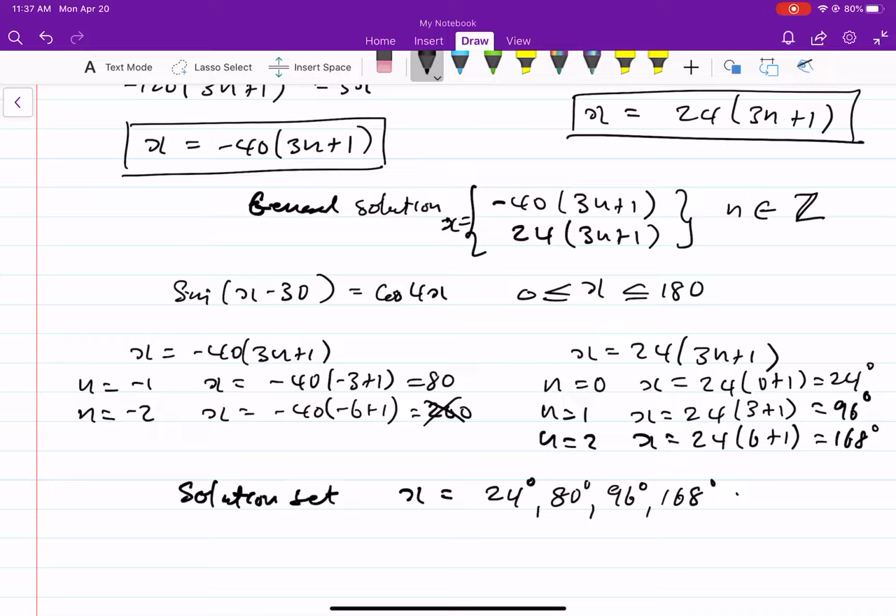And any one of those angles, you can check it back in the original equation. Pick any one of the solutions. Let me try it. I'll pick 80. So on the left hand side, it's sine of 80 minus 30, which is 50. Sine of 50. Why is that a negative number? Nonsense. Something's wrong with my calculator. It's in radians. Mercy.